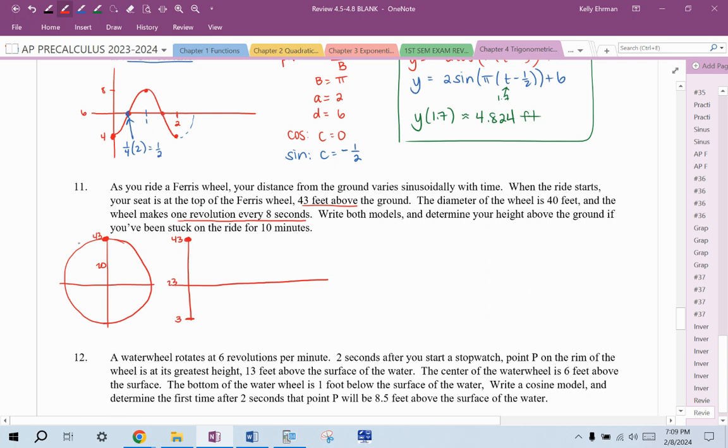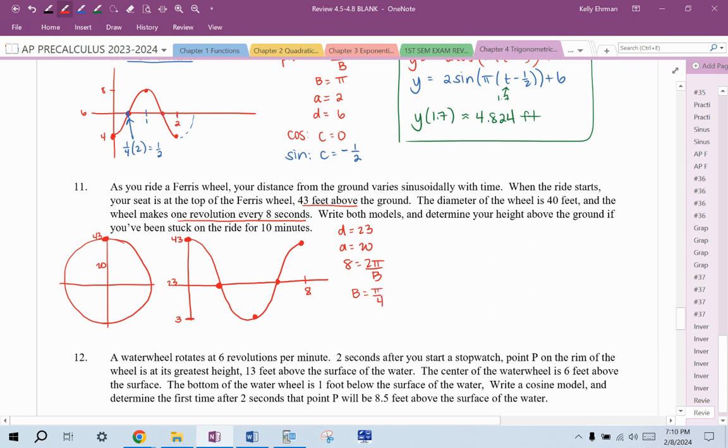It doesn't really matter which way it's spinning. You go down from the top to midline. Then you'll hit the low point, midline, and back up. That one revolution happens in 8 seconds. All kinds of information here. We have the midline is 23. The amplitude is 20. The period is 8, which I set equal to 2 pi over b. So b is pi over 4.